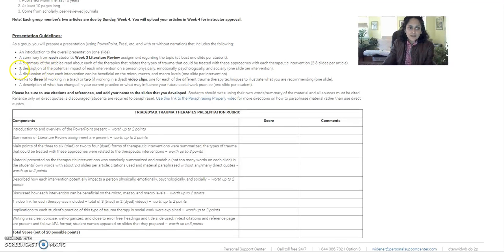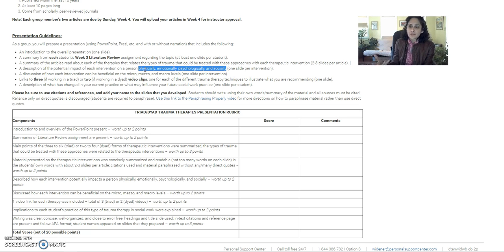Okay. The next slide is a description of the potential impact on the person physically, emotionally, psychologically, and socially. Okay. So if your intervention was CBT, you would have one slide saying CBT, and then on that slide you would say how can it impact a person in all these dimensions. So you've already done this in a way in your discussions. Okay, so it's in the similar vein.